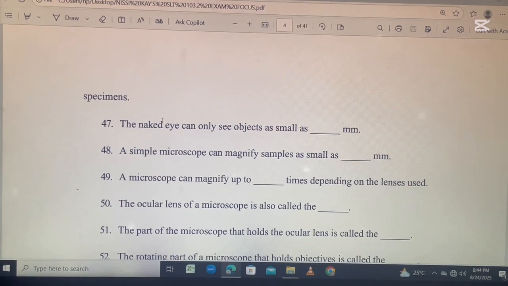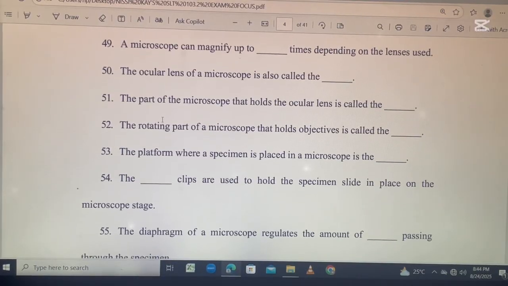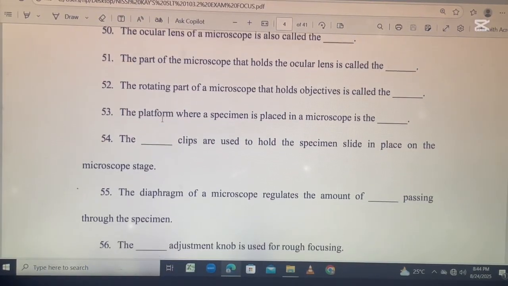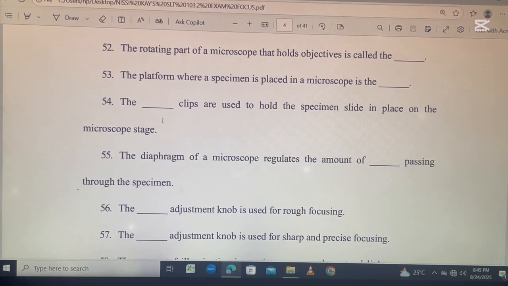All right, the part of the microscope that holds the ocular lens is called the body tube. The next question here, that's number 52. The rotating part of a microscope that holds objectives is called the nose piece.